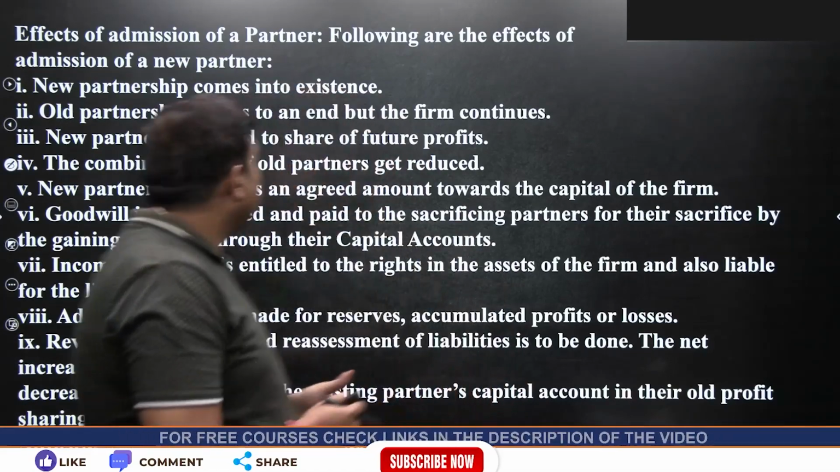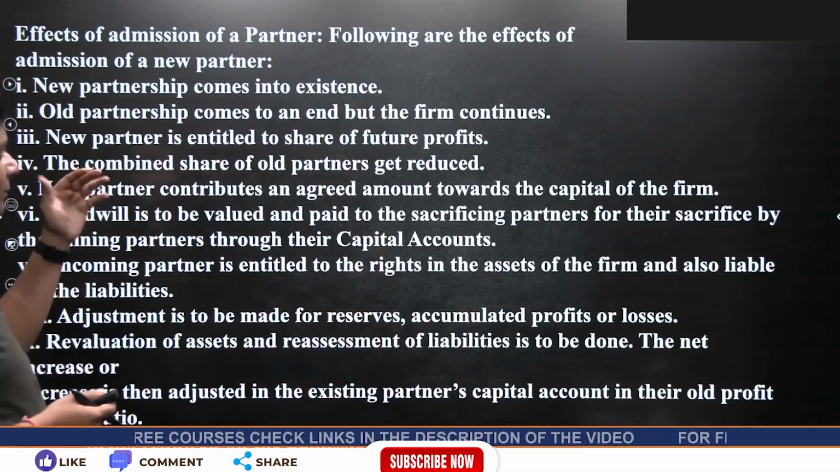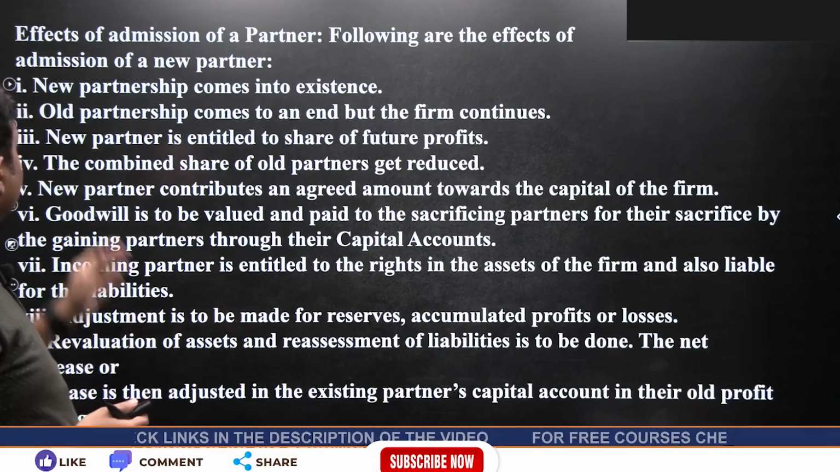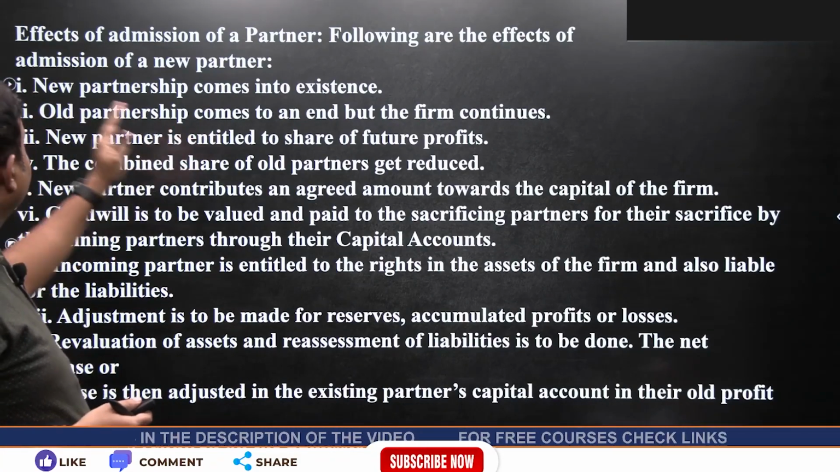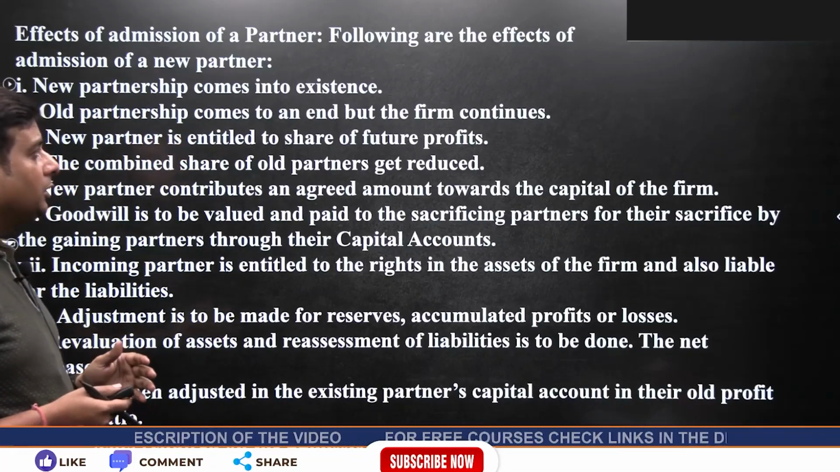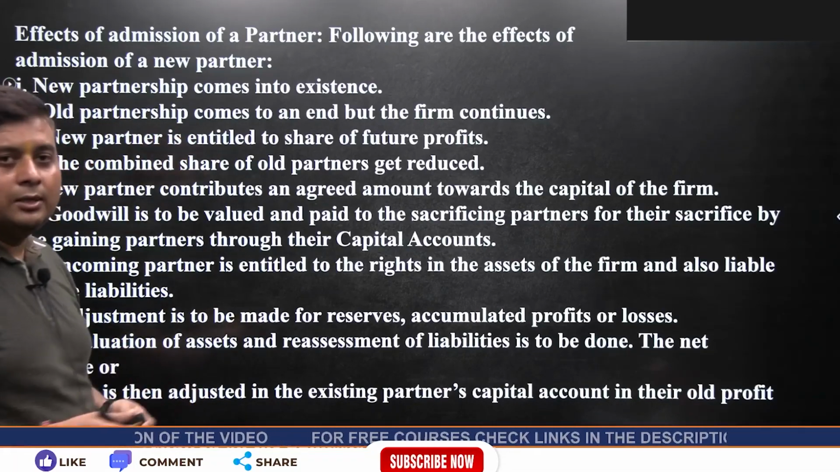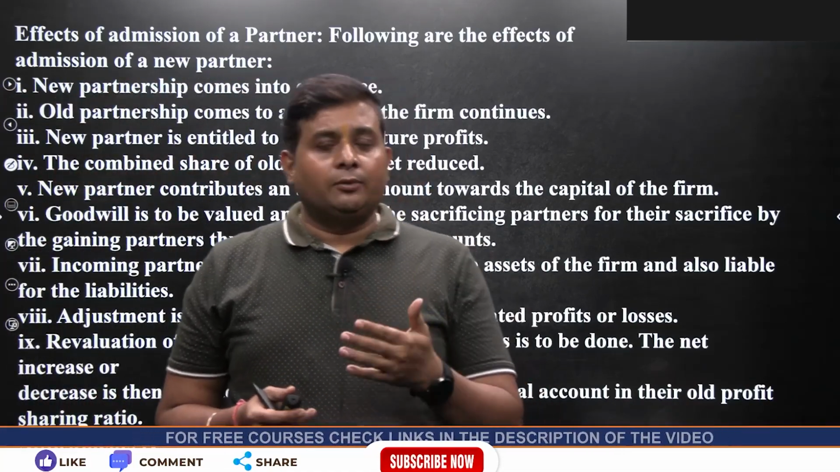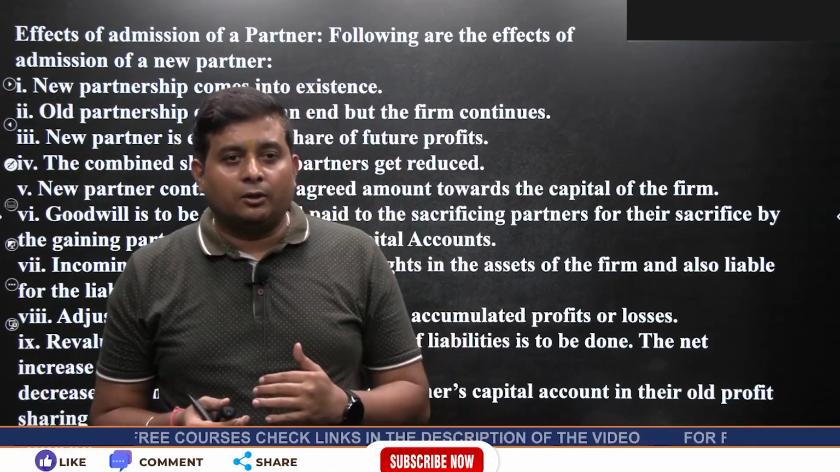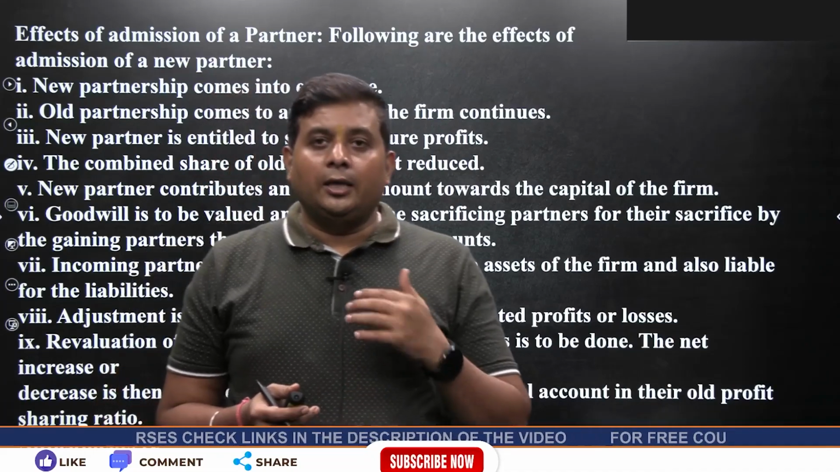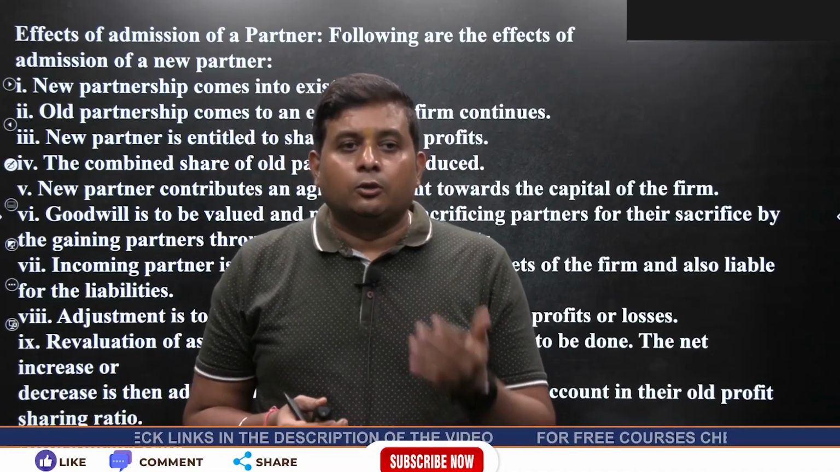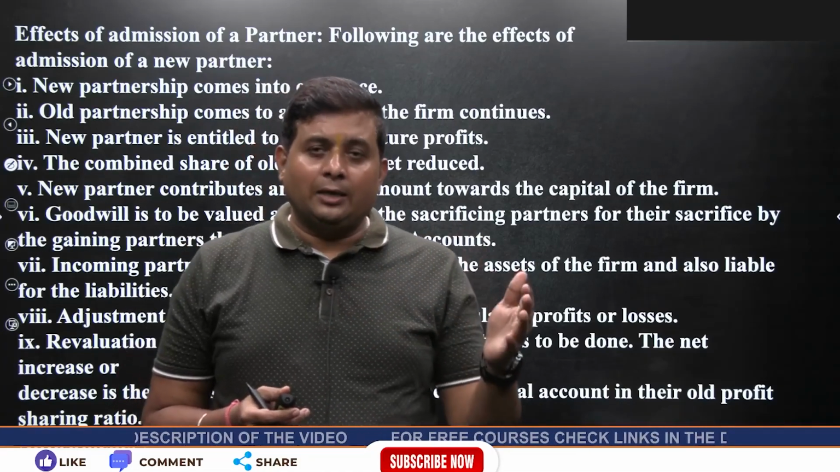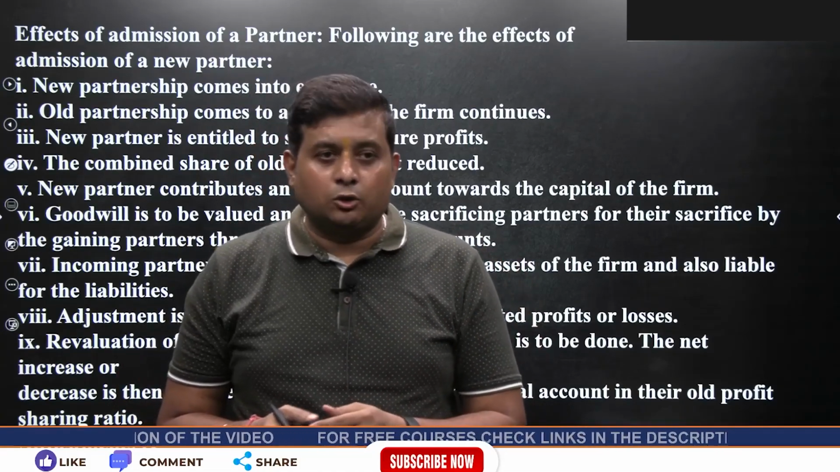Whenever a new partner becomes a part of the organization, first of all, these things happen. First, a new partnership comes into existence. What does it mean? It's really simple: as per the example, A, B, C were the partners. Now D wants to be a part of the organization, so definitely the ratio is going to change. A new partnership comes into existence. The old partnership comes to an end and a new partnership comes into the picture.